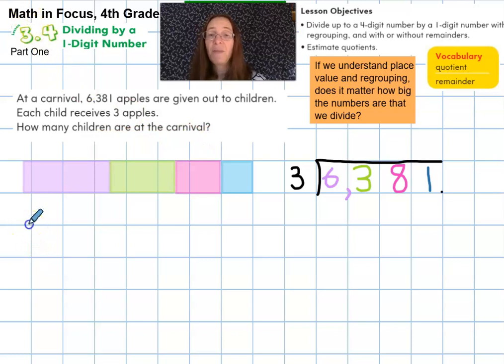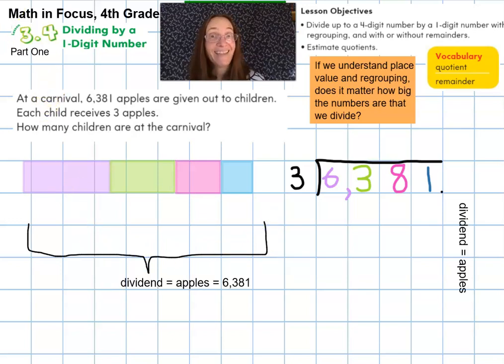On my area model, I know that the grand total of apples is 6,381, like this. I also know that each kid gets 3 apples. So I know that of this area model, the side length right here is 3. The divisor is the number of groups that you want to divide things in. And that leaves us with the answer. The answer in a division problem is called a quotient.